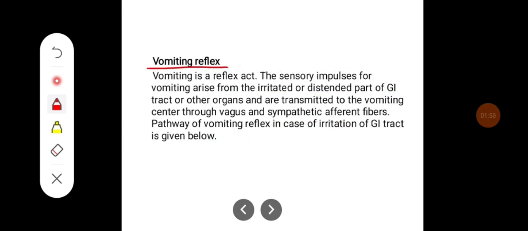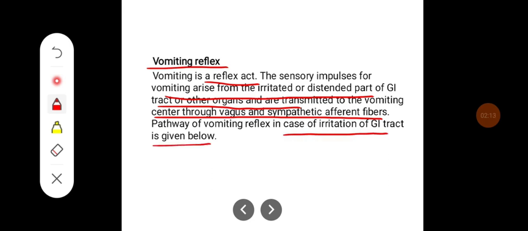Vomiting reflex. Vomiting is a reflex act. The sensory impulses for vomiting arise from the irritated or distended part of the GI tract or other organs and are transmitted to the vomiting center through vagus and sympathetic afferent fibers. The pathway of the vomiting reflex in case of irritation of the GI tract is given below.